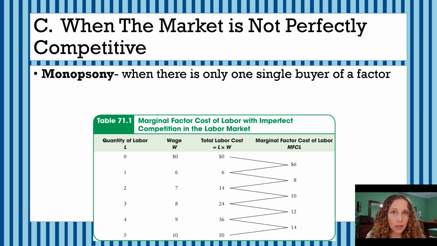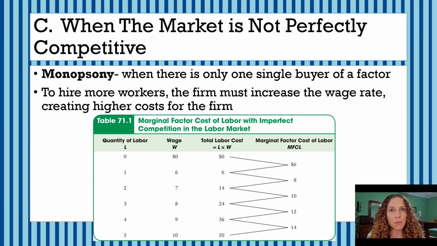Just like a monopoly is when you have one firm that sells a product, this is a situation where we have one firm that buys labor, okay? What that means is that the market is not perfectly competitive, and to hire more workers, the firm has to increase the wage rate, meaning that the firm has higher costs. This is just like how in monopolies, in order to sell an additional product, they would have to lower the price. At a price of $5, people are willing to buy 10 of their particular thing, but if they want to sell the 11th one, they've got to lower the price maybe to $4.